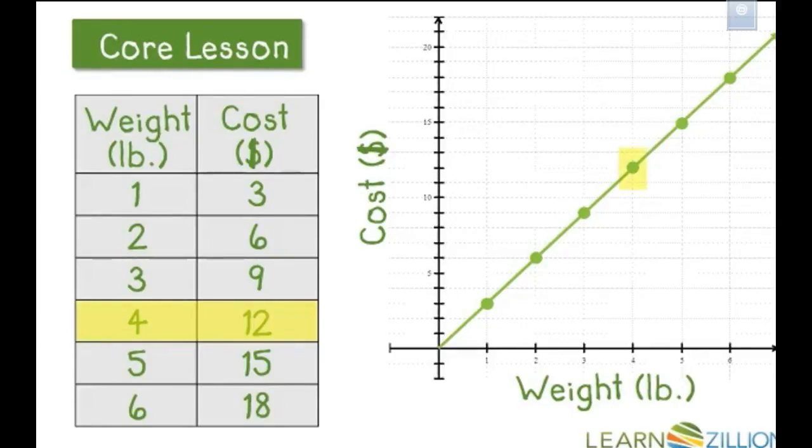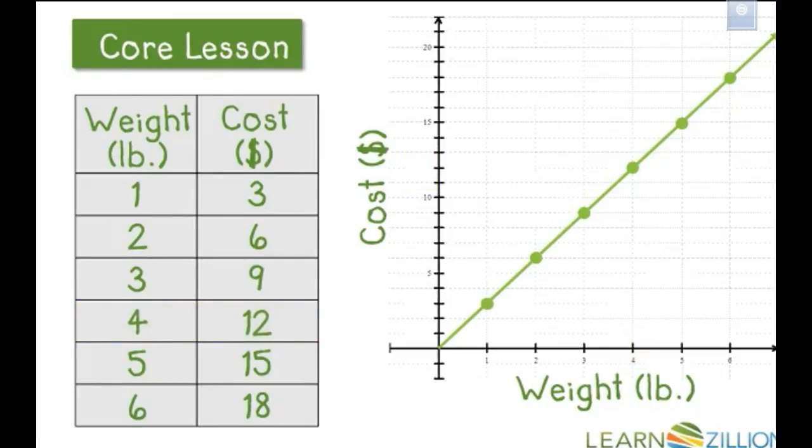Another possibility is to pick any ordered pair, such as 4 pounds cost $12, and divide. 12 divided by 4, again, gives you $3 per pound. Again, from the graph, you could pick the ordered pair, find the 2 numbers that the ordered pair represents, 12 and 4 in this case, and divide, and you get $3 per pound.